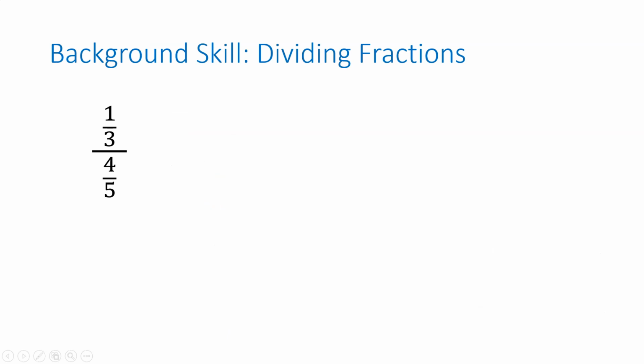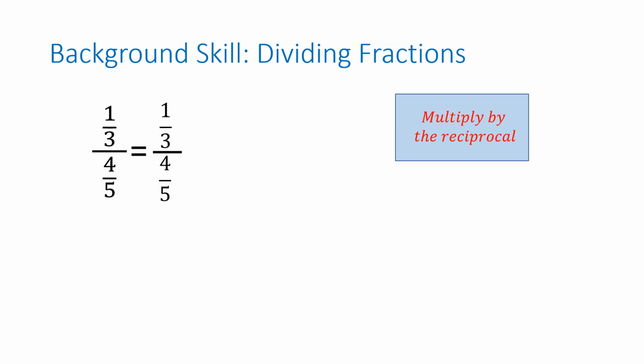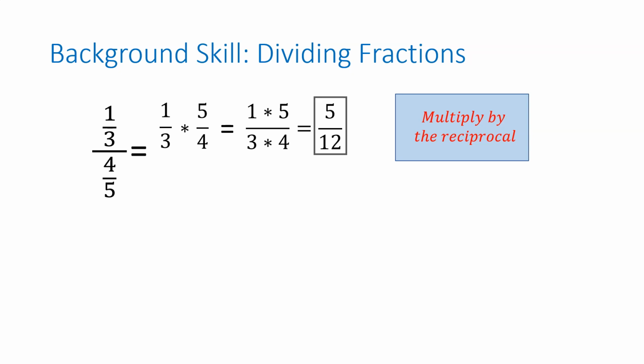Before we get to fractional coefficients, let's discuss dividing fractions. Let's say we have the fraction 1/3 divided by 4/5. The general strategy is to multiply by the reciprocal. We bring up the fraction in the denominator and multiply it to the numerator. But when we do this, we also need to flip this fraction, which is called the reciprocal. We can then multiply the numerators and then multiply the denominators, and we get 5 over 12.